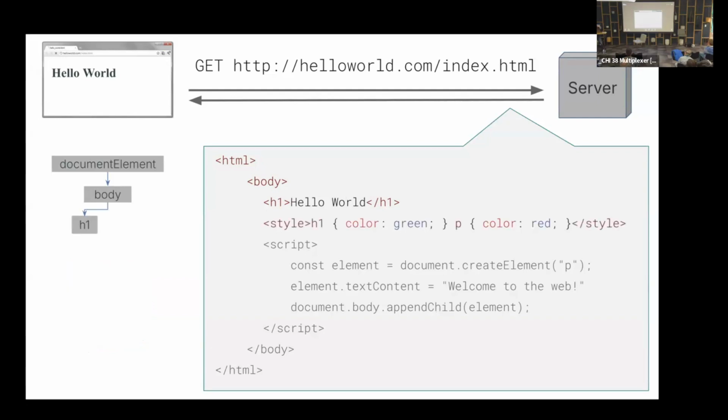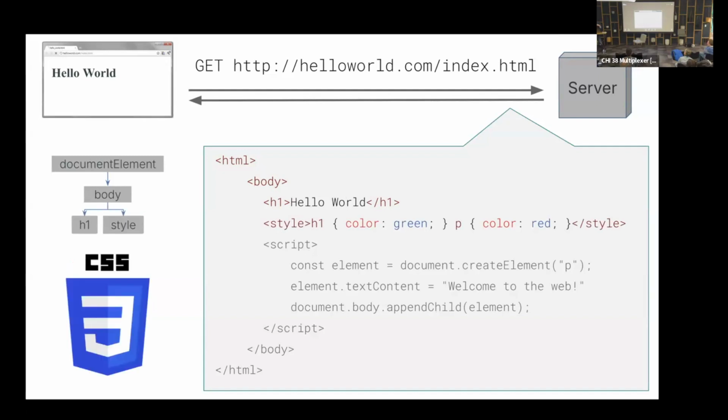Then it's going to continue parsing this document and find your style tag. This is CSS, and this is going to help control the visual layout of your website. So here, I said H1s, I want the color to be green, and paragraphs, I want their color to be red. And so once this is fully loaded and executed on, the hello world will turn green.